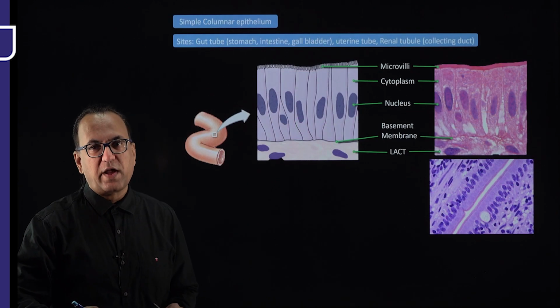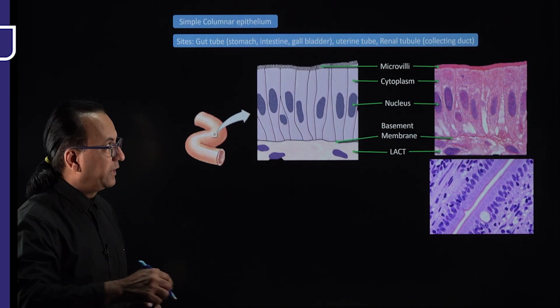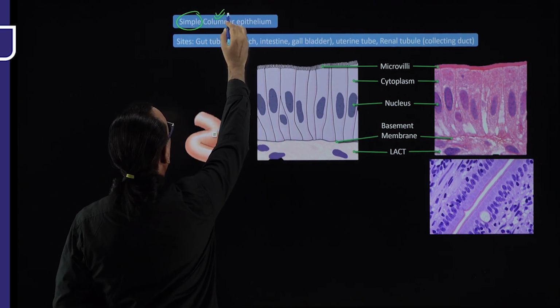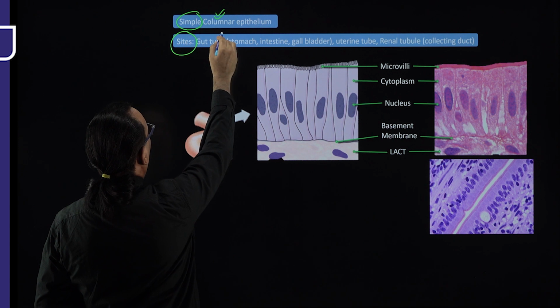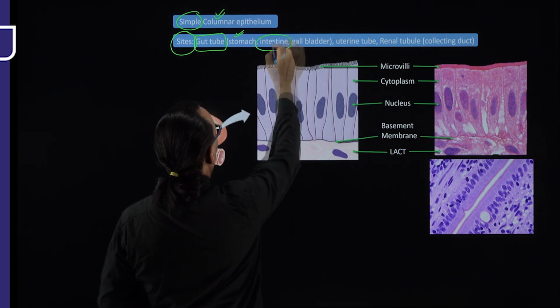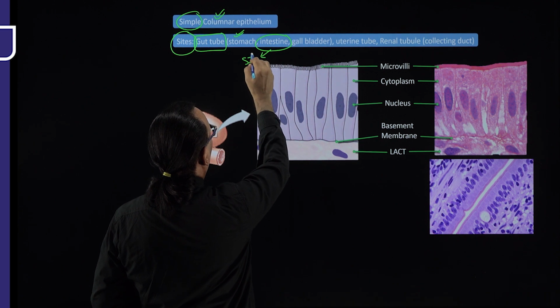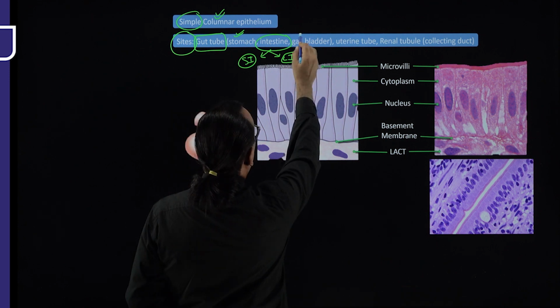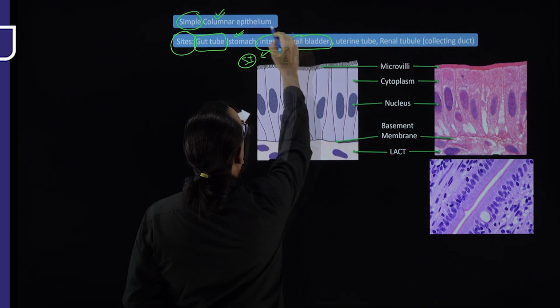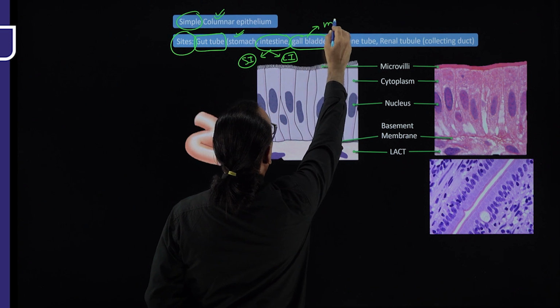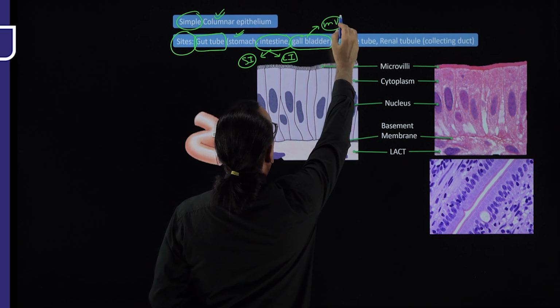And here we are looking at the simple columnar epithelium, a single cell layer columnar epithelium, and the sites we talk about could be the gut tube, starting from the stomach and moving on to the intestine, may it be the small intestine or the large intestine, they are lined by simple columnar epithelium. Even the gallbladder is having simple columnar epithelium, but then it will have what is called as the microvilli, the apical projections to increase the surface area for absorption.